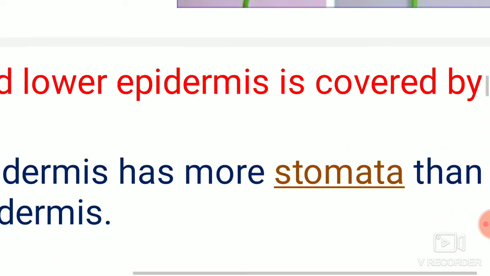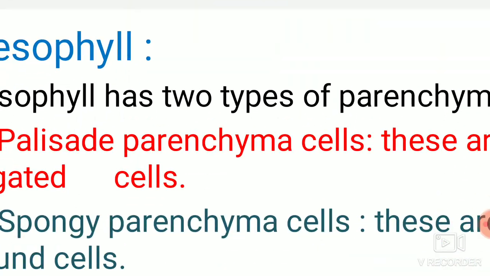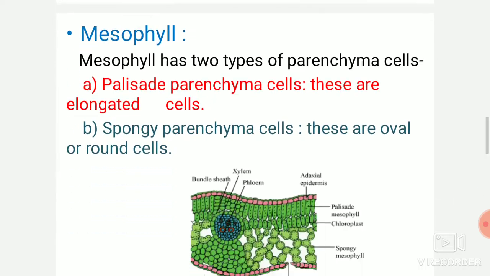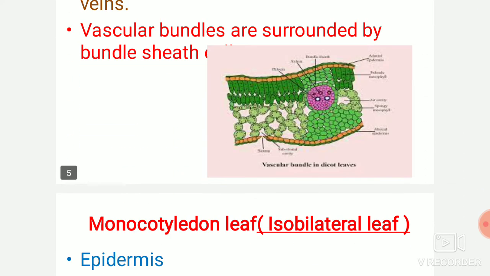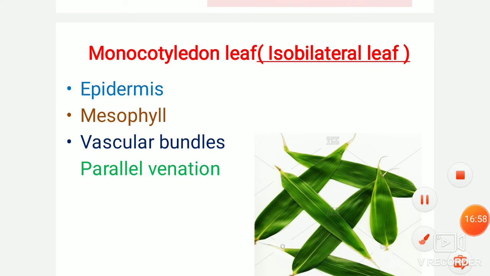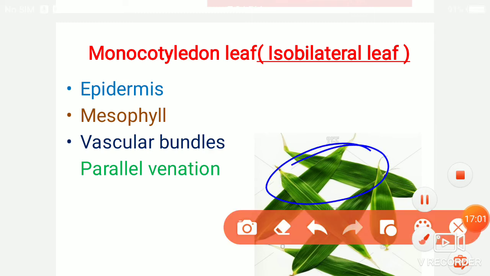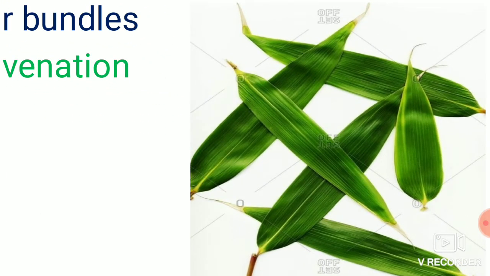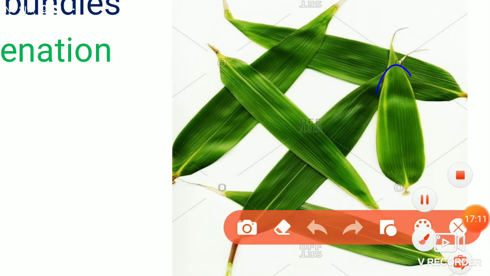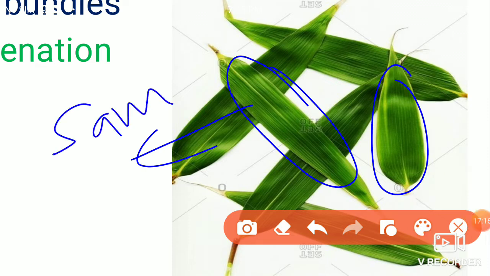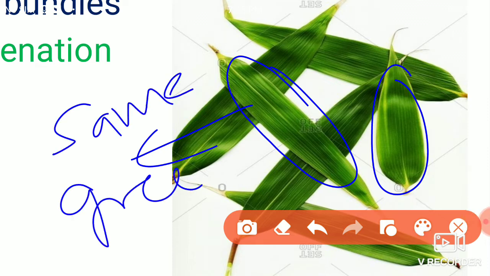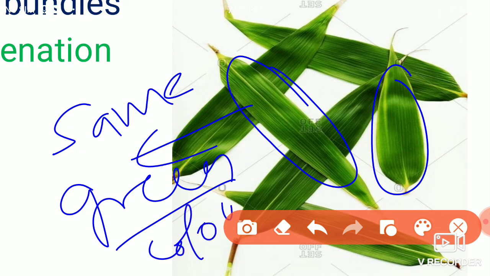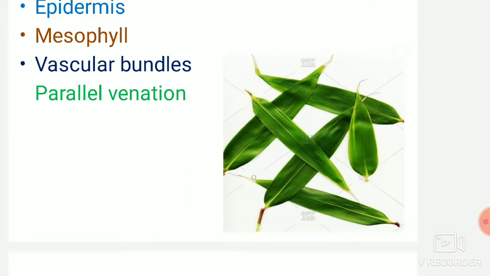But in the case of the monocot leaf, both surfaces are the same. We cannot differentiate which side is the upper surface and which side is the lower surface. That is why it is called the iso-bilateral leaf. You can see here the dorsal surface and ventral surface are the same green color, same dark green, no shade, it is the same.